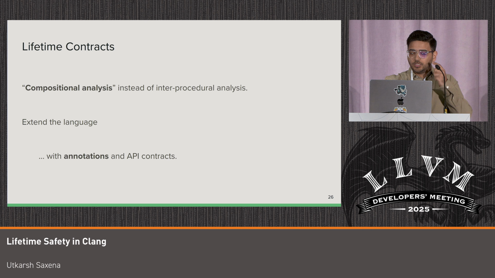One way to do this could be an intra-procedural analysis, but this doesn't really scale well, and also function definitions are not always available at all points of time until link time. So we want instead a compositional analysis that can compose well and analyze each function in isolation. This can be done if you let functions express their lifetime contracts, their alias contracts, their invalidation contracts, which is already done using language extensions like Clang annotations and API contracts.